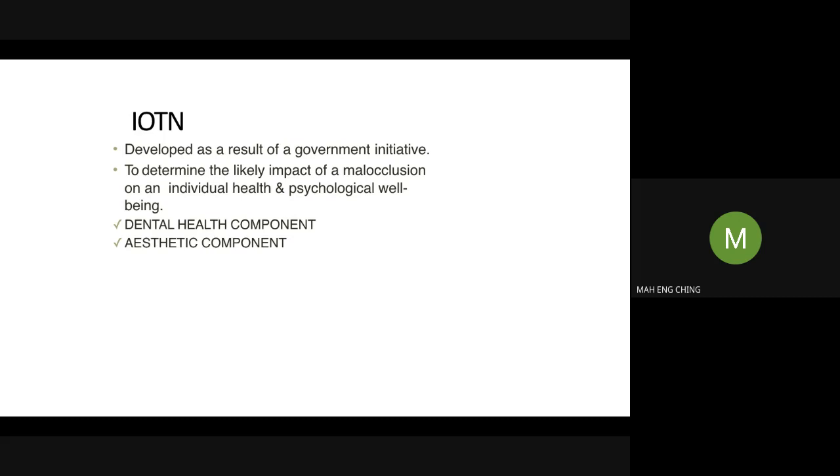So they determine the likely impact of the malocclusion on individual health and psychological well-being. There are two components. We're going to focus on IOTN today. This is the main topic today, so just pay attention to it because you can use it in the clinic. We have two components. One is the dental health component. The other one is the aesthetic component. So two components: dental and aesthetic.